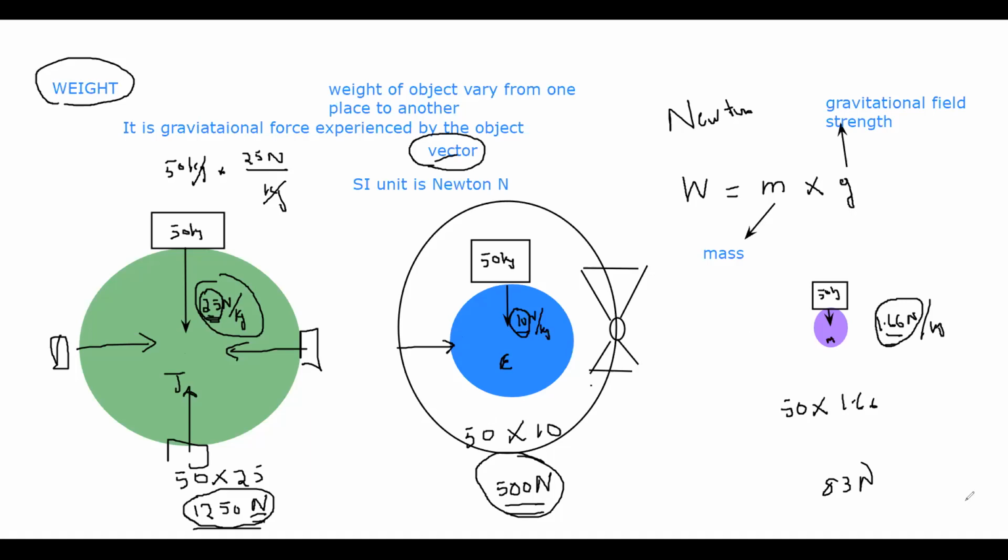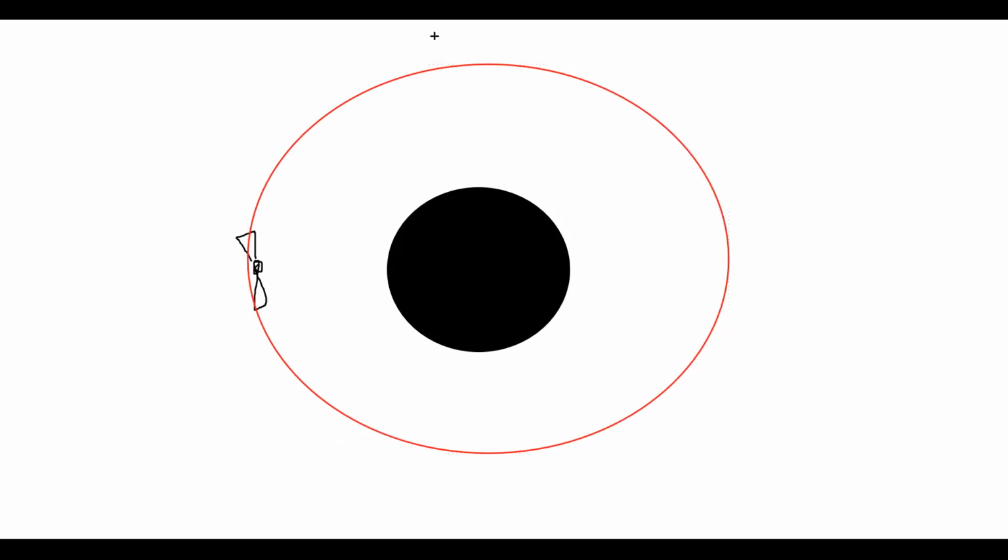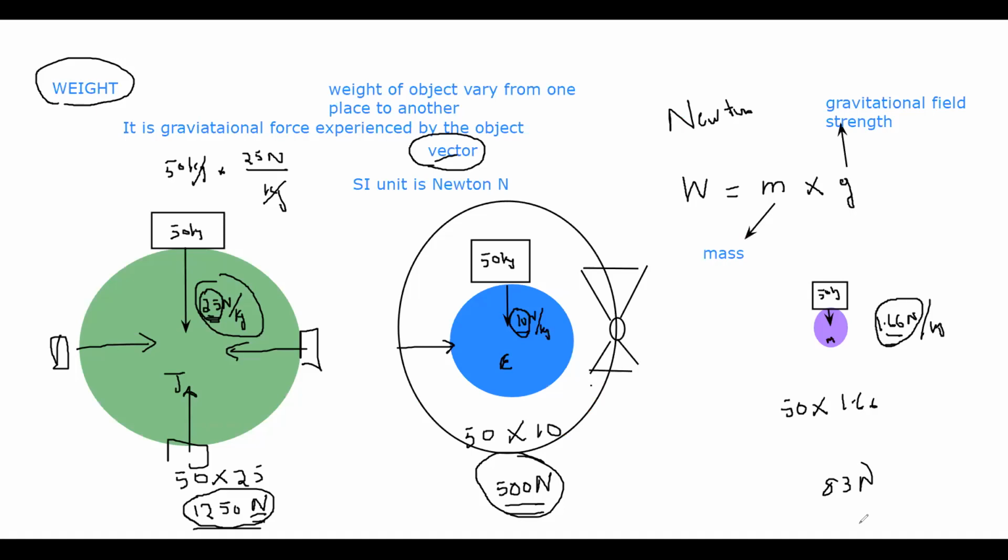So if I show an object revolving, say a satellite revolving around this planet, what is the direction of the weight? A, B, C, D. D. Yeah, just a minute. If anyone wants to take a screenshot, you can take one now. So I'll move on.